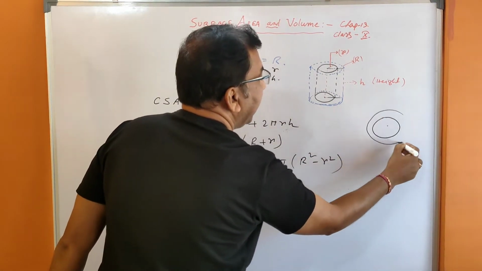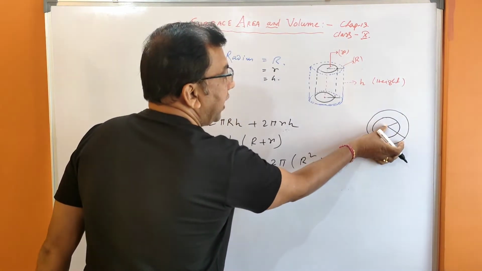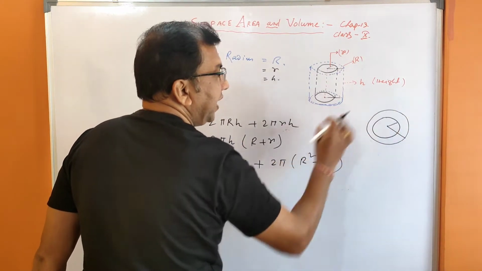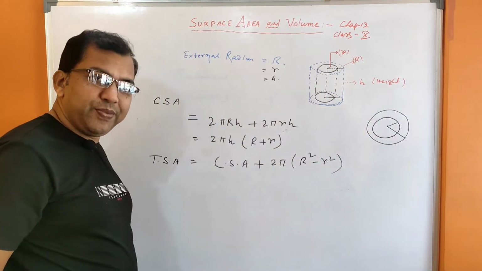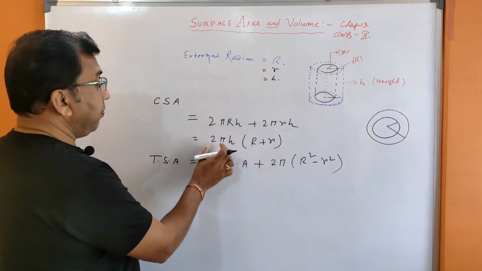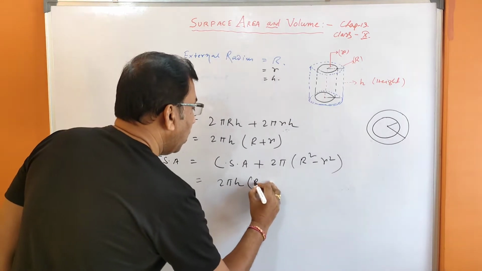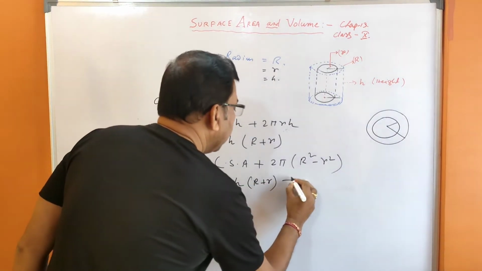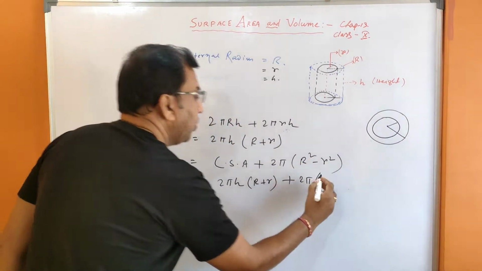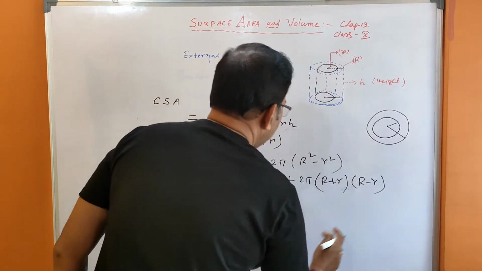Yesterday's class I have discussed this. This is r, this is capital R, so R minus r. The area will be pi R square minus pi r square, the area of the base ring. Clear? I have discussed earlier, not required to discuss in detail. So this is 2 pi h (R plus r) plus 2 pi (R square minus r square). If you write a square minus b square, that is (a plus b)(a minus b).